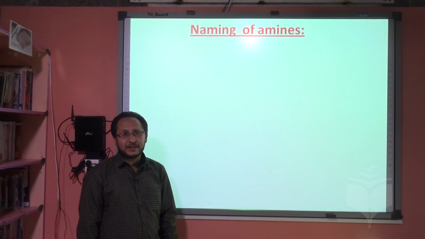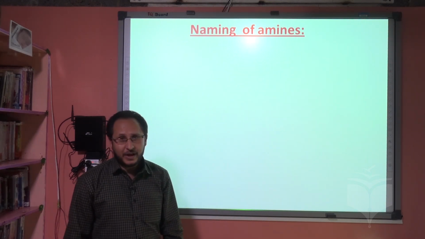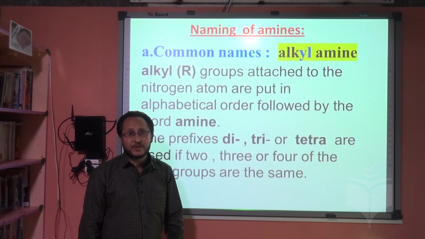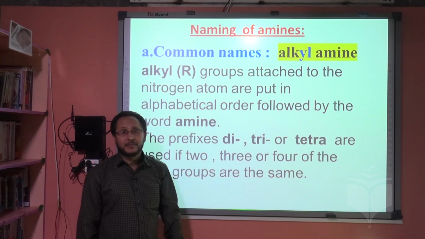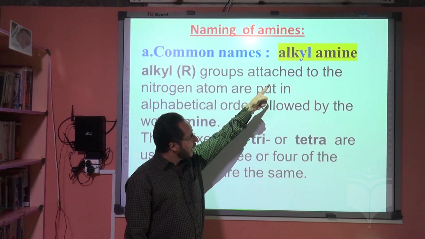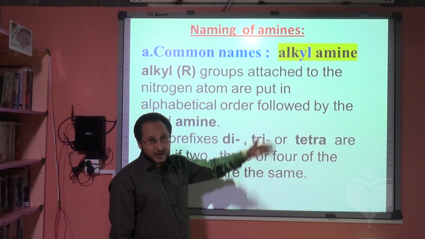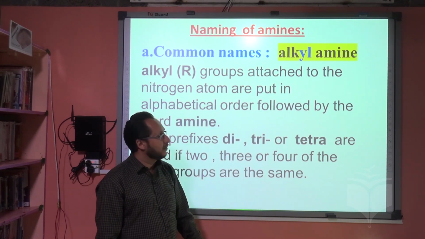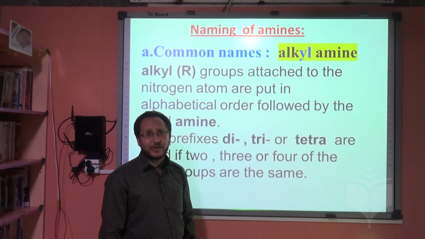Now, the second part of the lesson is the naming of amines. For naming of amines, we have 2 types of names. The first one is the common name. The rule for the common name is alkylamine. Alk means any carbon atom, maybe meth, eth, prop, and so on. And then we write the suffix, amine, for the name.